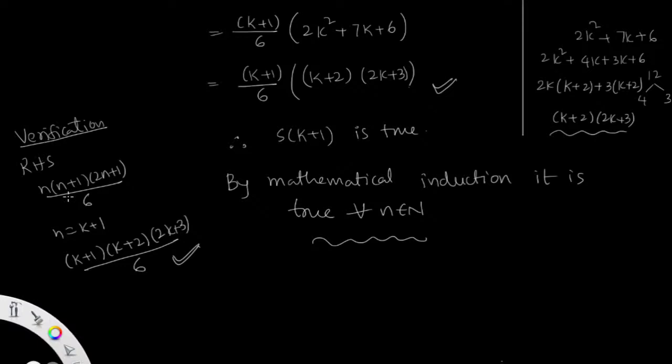Whether it is correct or not, verify with the RHS. RHS means put n equal to k plus 1. Then k plus 1 into k plus 2 into 2k plus 3 divided by 6. Both are equal. Therefore, that statement is true. By using mathematical induction, it is true for all n belonging to N. Therefore, the given statement is true. The last question, number 4.